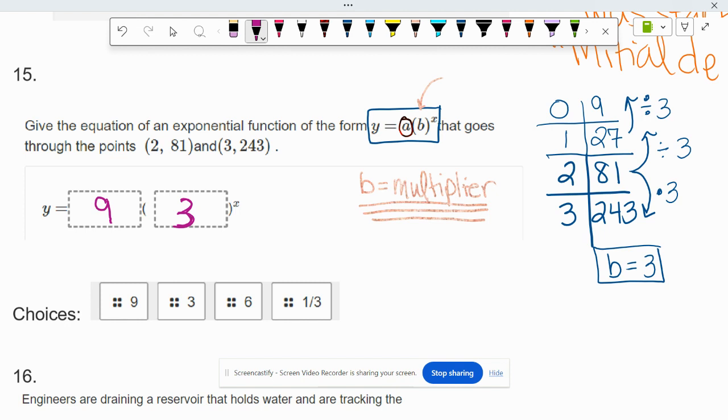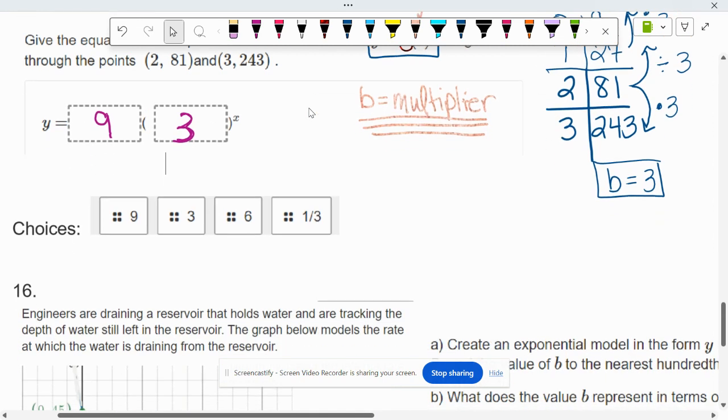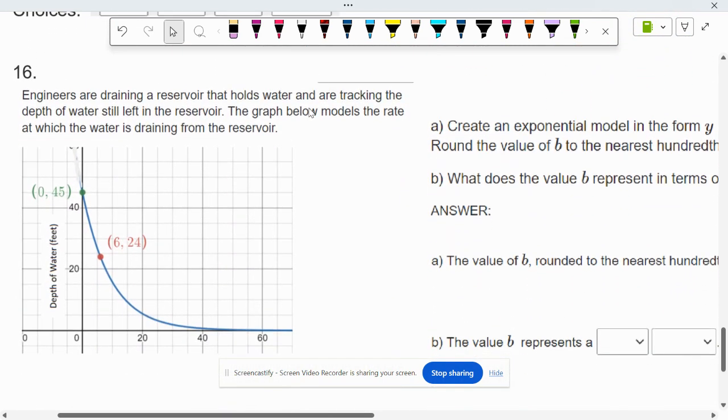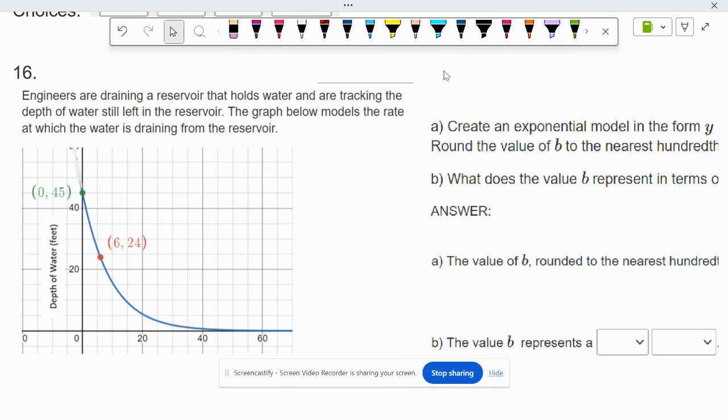This had an 87% failure rate. 87% of the students missed this question, and I don't understand it because we did so many of these. Last 2 questions. And this came right from our notes and right from our homework. Same exact graph even. Engineers are draining a reservoir that holds the water and are tracking the depth of the water still left in the reservoir. The graph below models the rate at which the water is draining.